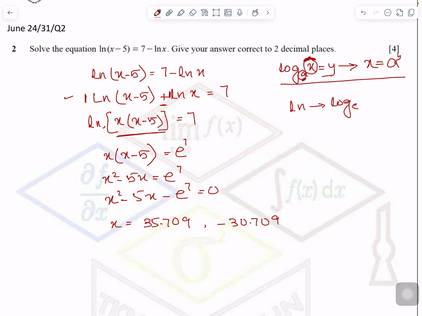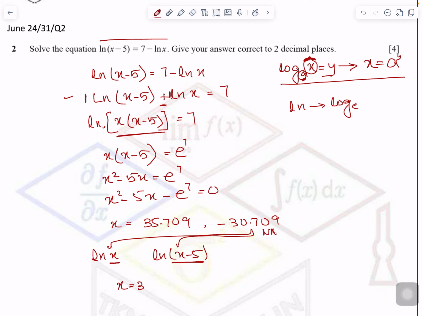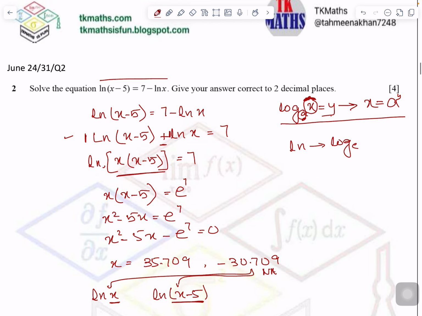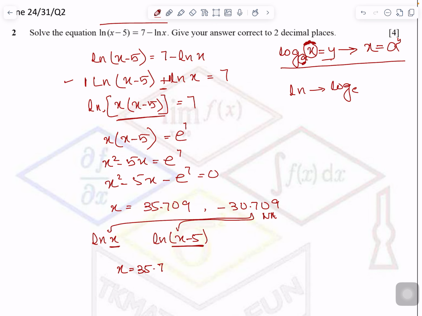No. The reason is, if you look at the question here, it was given ln x here, and there was ln of x minus 5 here. And I told you ln is not defined for negative numbers. So if you substitute this here, or if you substitute this here, it will be ln of a negative number. ln of a negative number is not defined. So this answer is not applicable. So my only answer will be 35. And the question says give the answer in 2 decimal places. So 35.71 is my final answer. So you will circle it. If you leave it here, you will lose 1 mark. So I hope this question is clear.